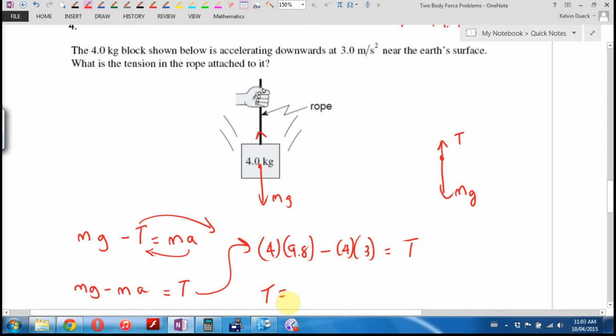Do this one in your head. Okay, you know what? I can factor out a 4. It's going to be 4 times 6.8. Well, 2 times 6.8 would be 13.6, times 2, 27.2? Units: Newtons, it's a force.